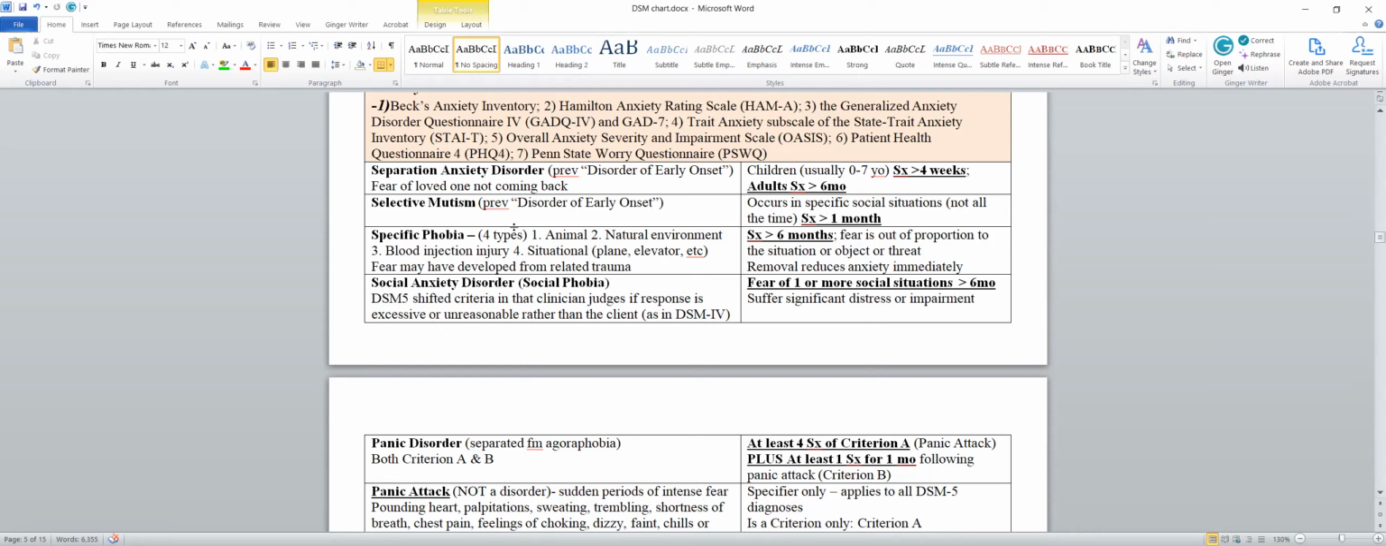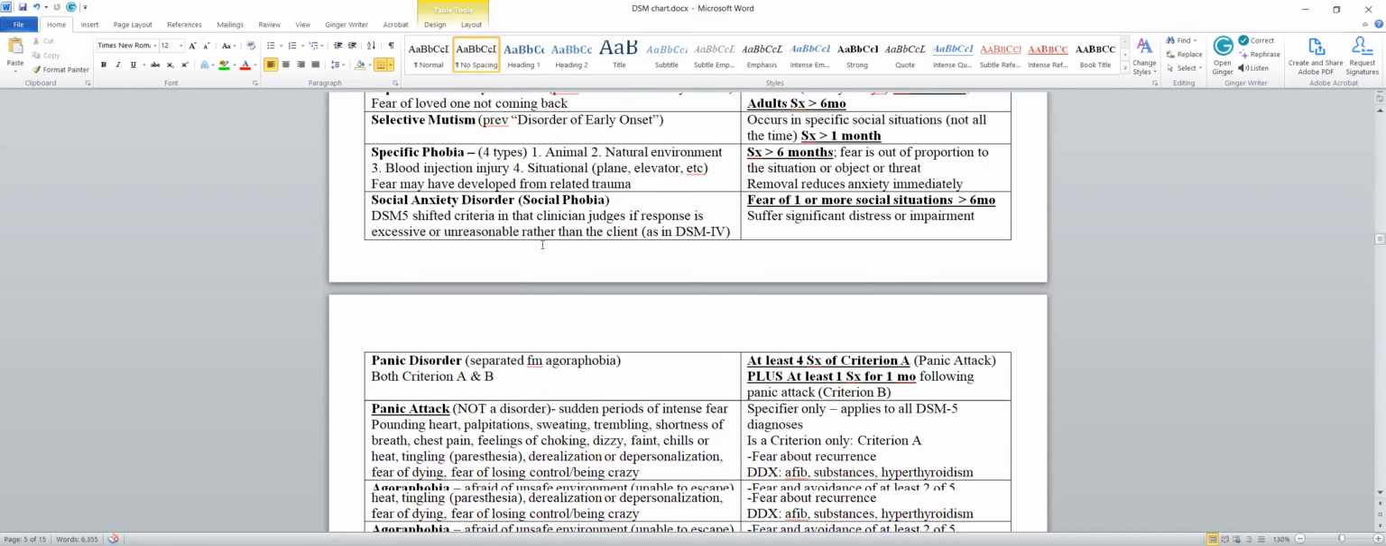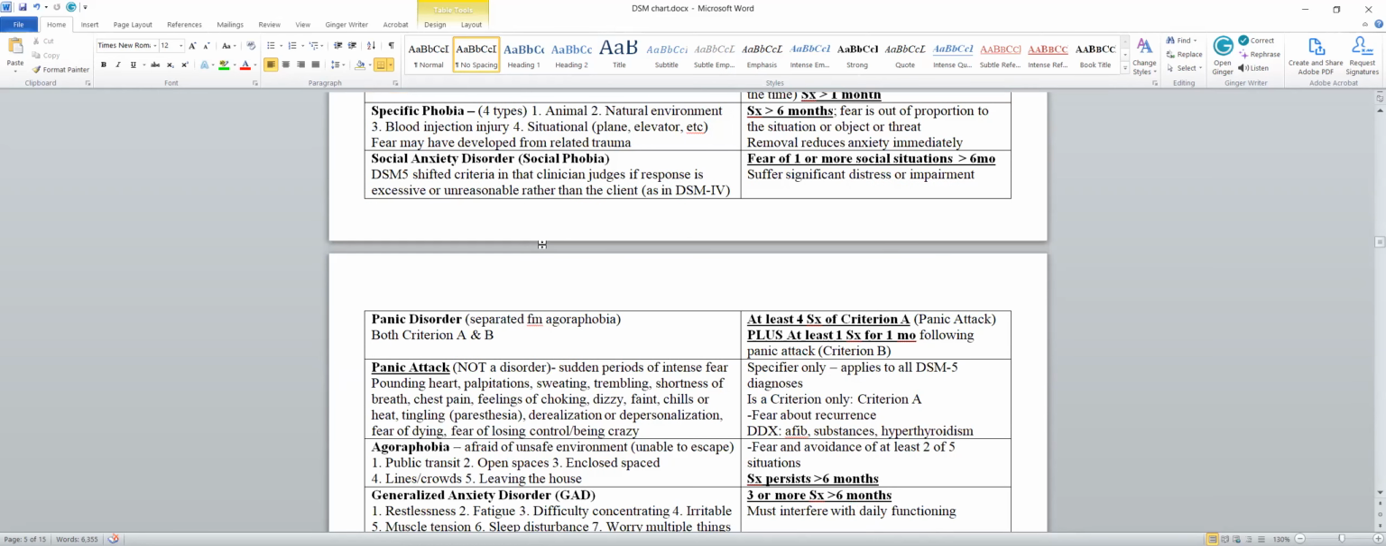Social anxiety disorder, also called social phobia, is fear of one or more social situations lasting greater than 6 months. And they suffer significant distress or impairment. The DSM-5 shifted criteria in that the clinician judges if response is excessive or unreasonable rather than the client, as in the DSM-4. So fear of one or more social situations for more than 6 months.